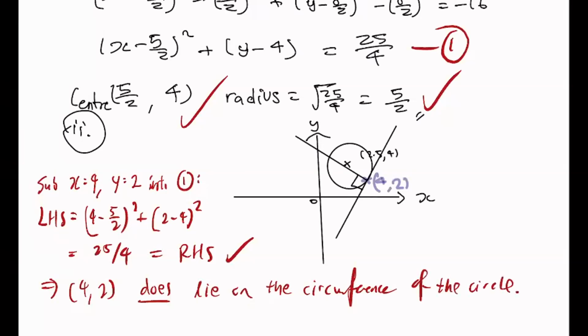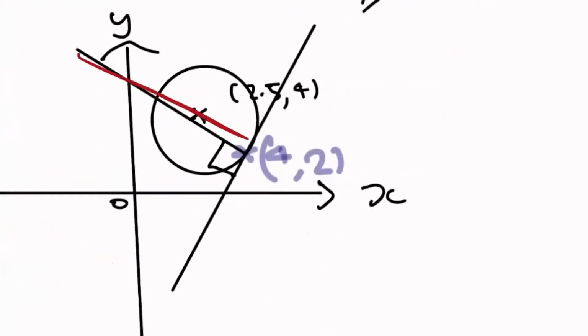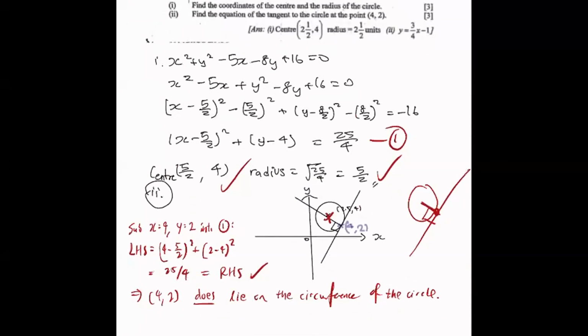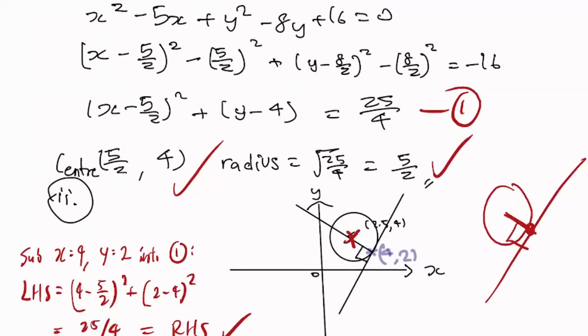Okay, so if it lies on the circumference of the circle, it means that there must be a radius here. How come your perpendicular never pass through the center? Yes, it should pass through the center. So that means circle, tangent here, then you have a perpendicular radius. All right, good. What did they ask? Find the equation of the tangent to the circle at the point (4, 2).